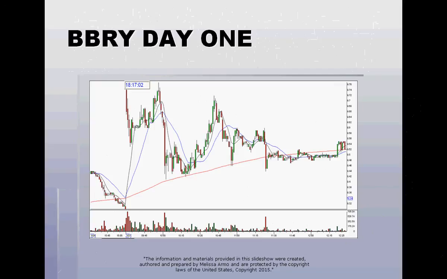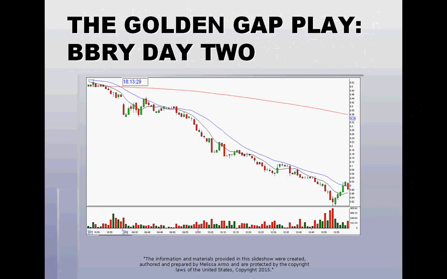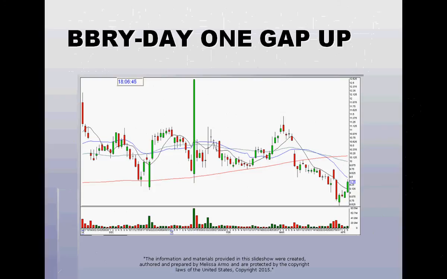Now, what happened the following day? Let me go back to the daily. The following day, you could have watched BBRY. It actually gapped down the day after the gap up. So the stock gapped up on the earnings, failed as a bullish gap. There was no buy in here, no selling here to make any money, no short. It fell. It actually gapped down.